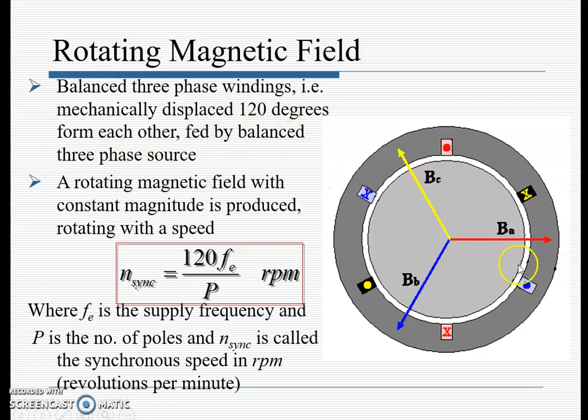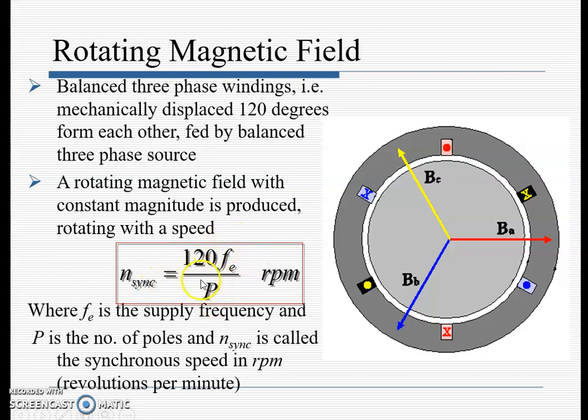In case of a three-phase source, we have already studied that a phase difference of 120 degrees is there between the three windings. A rotating magnetic field with constant magnitude is produced, rotating with a speed given by the formula for the synchronous speed, which arises due to supplying the three-phase supply to the induction motor. The formula is N synchronous equals 120 F upon P.